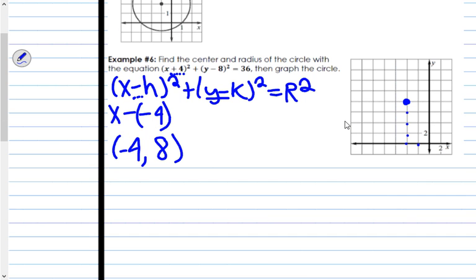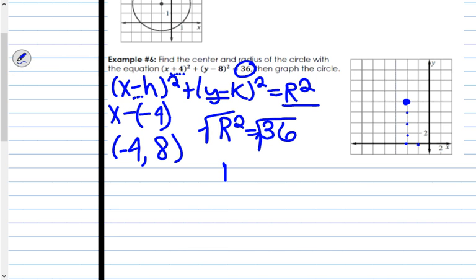Well, now I need to know how big to graph the circle. Well, r squared is the radius squared. I know that r squared equals 36. Well, I don't need r squared, I just need r. So the square root of 36, r equals 6. So I need a radius that's 6 units long, 2, 4, 6, in each direction. And I do that because you have to draw a circle going through all those radius points.